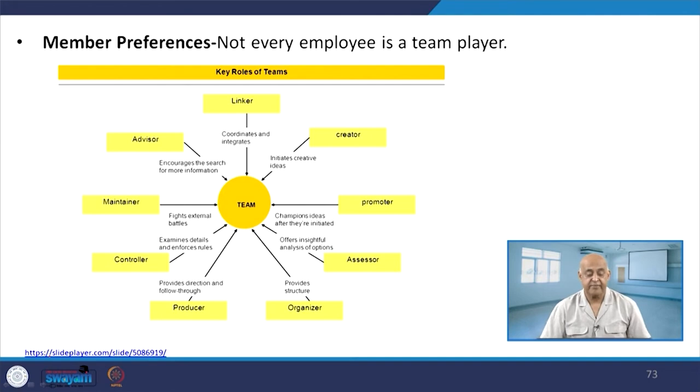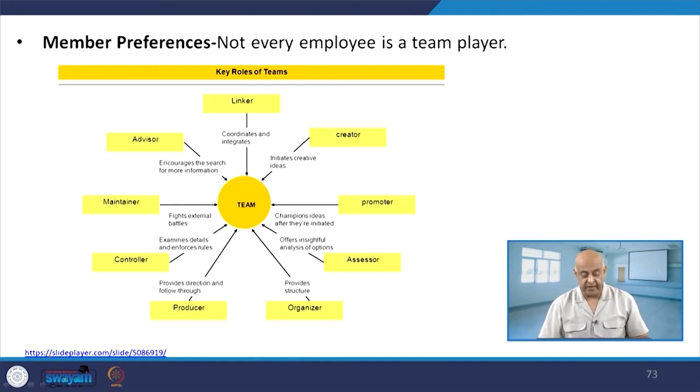Not every employee is a team member. Now, this is a very, very important point: we have understood the difference between a group and a team. Because of their position, the people are there, but they will not necessarily have the team member quality or the follower quality. So, what are the different roles there?